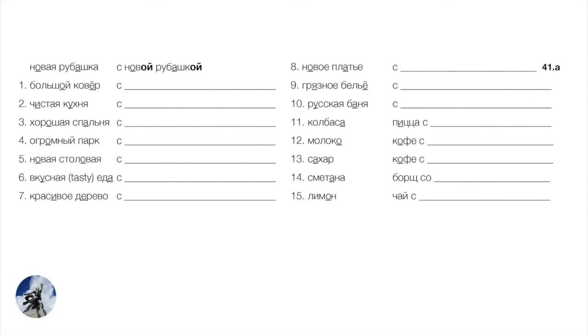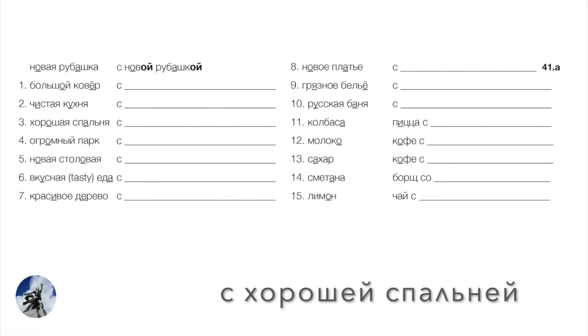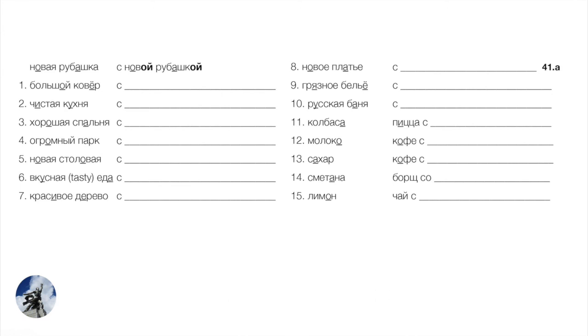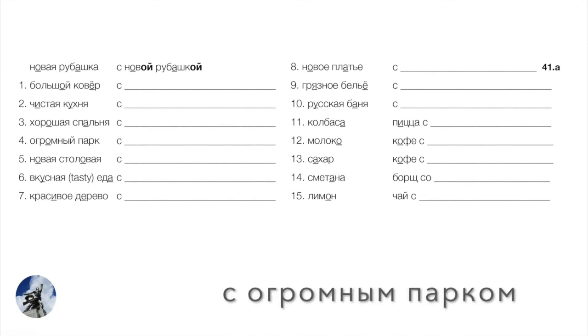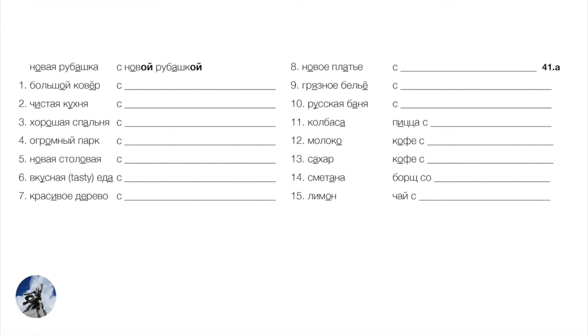There's the 5-letter spelling rule, right, with хороший. So we get хорошей спальней, right? Again, soft noun ending, but unstressed. Number 4, with a huge park, с огромным парком, right? Just a straightforward, hard masculine. С огромным парком. Number 5, новая столовая, with a new cafeteria, would be с новой столовой.